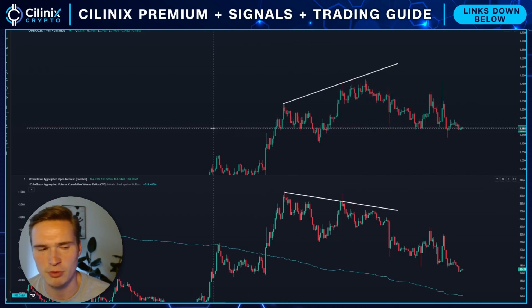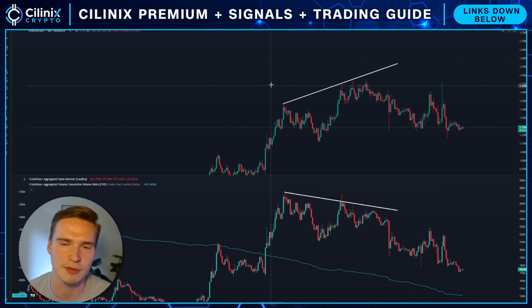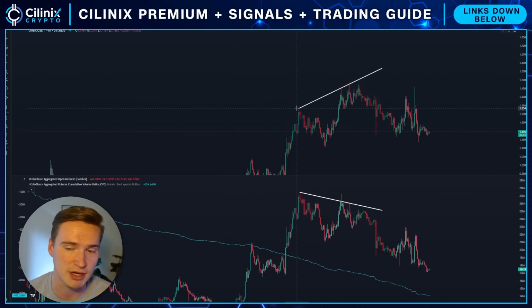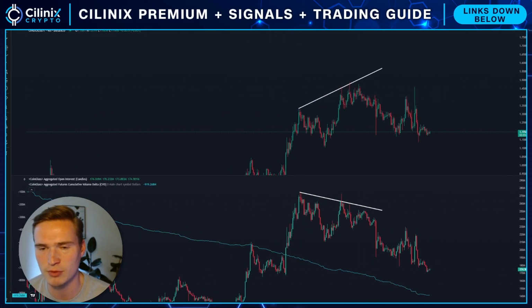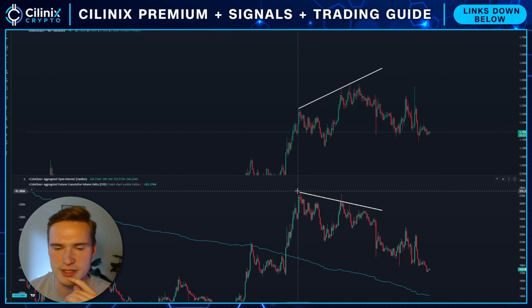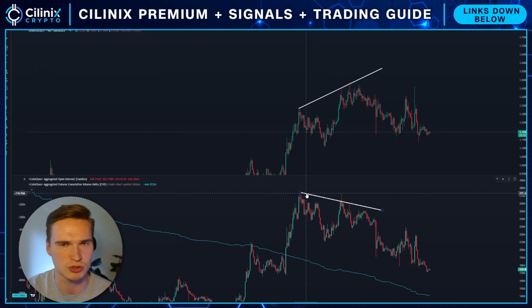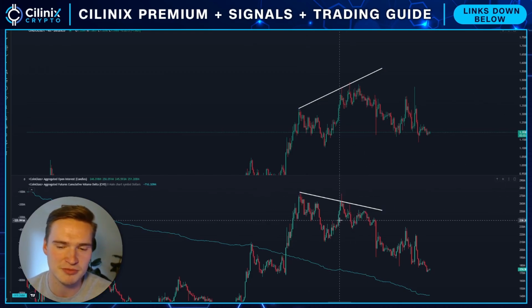All right, so for example, this example is Ondo, and you can see that we were making higher highs right here. Look, you need 2 points at least, so one top and then another top, and then with the open interest, the same thing. So one top and then another top to draw a line. Otherwise you cannot draw a line.